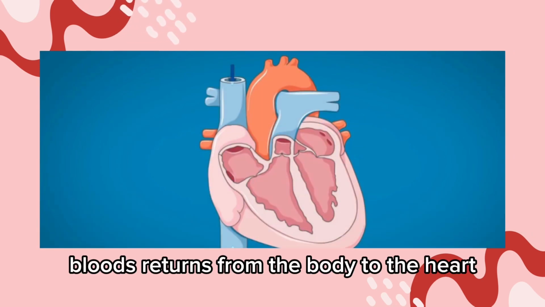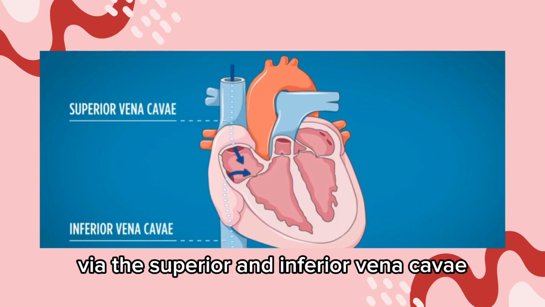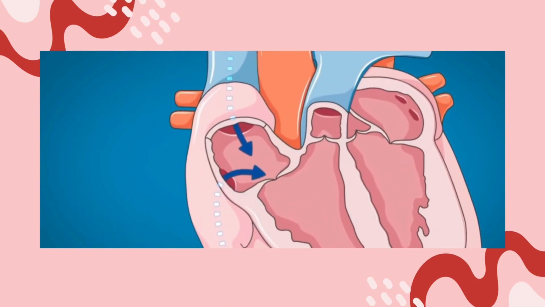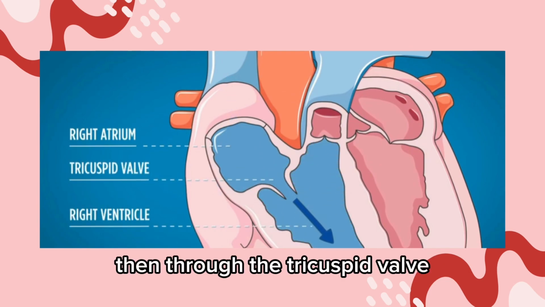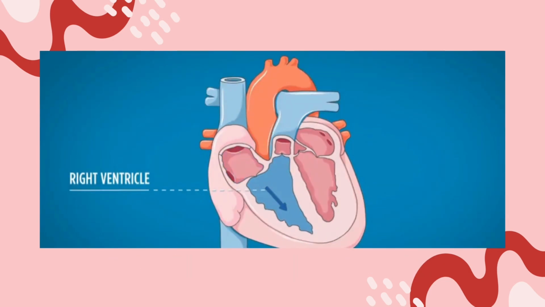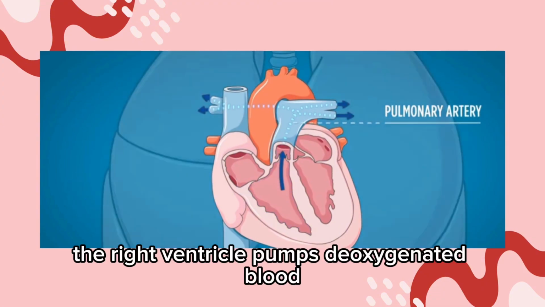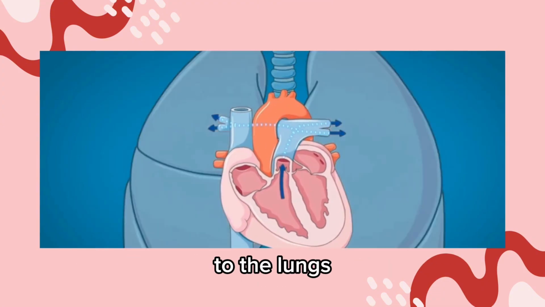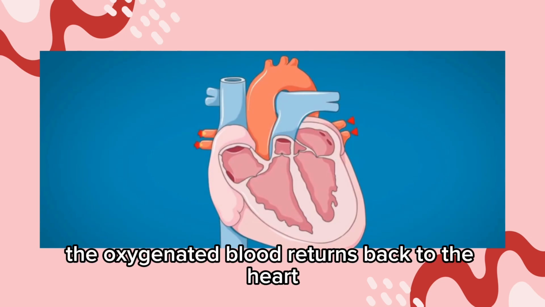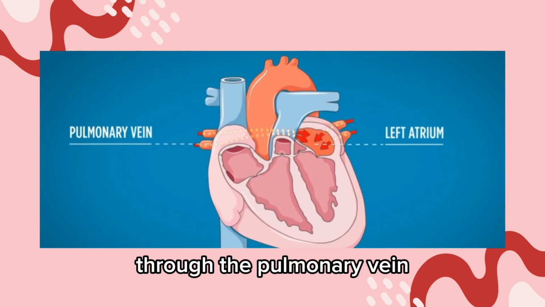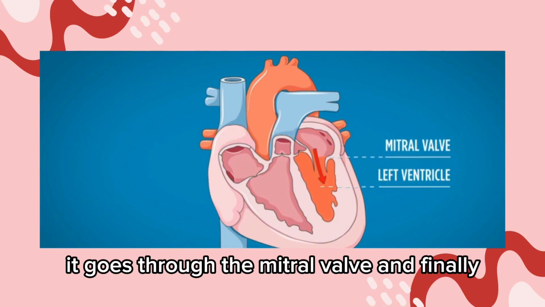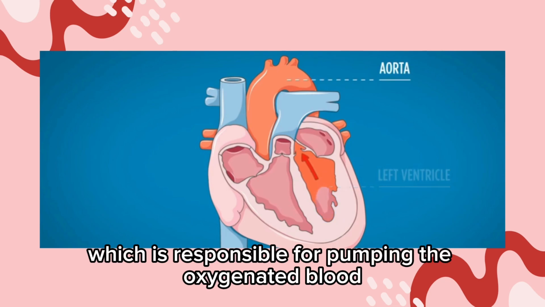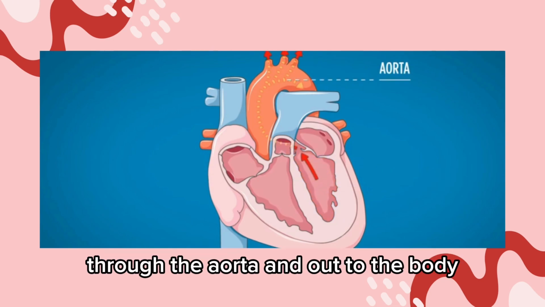Blood returns from the body to the heart via the superior and inferior vena cava. It first enters into the right atrium, then through the tricuspid valve and into the right ventricle. The right ventricle pumps the deoxygenated blood through the pulmonary artery to the lungs. The oxygenated blood returns back to the heart through the pulmonary vein and into the left atrium. It goes through the mitral valve and finally into the left ventricle, which is responsible for pumping the oxygenated blood through the aorta and out to the body.